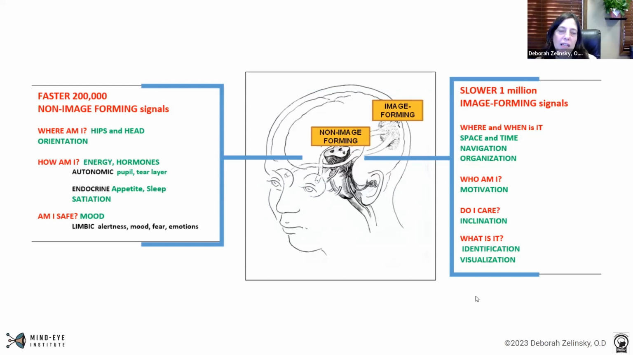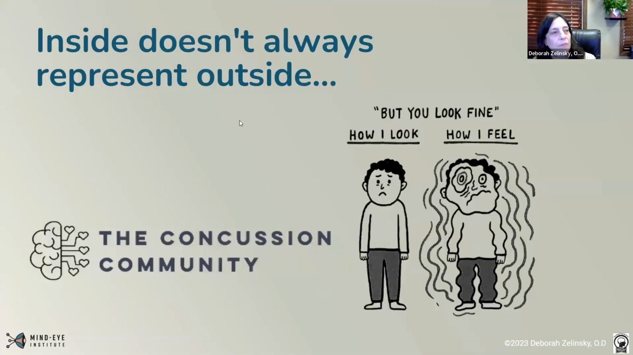So when you start thinking of eye exams to just be seeing, can you see? That's not enough in a stroke patient, because the can you see is this, what is it? And as I said earlier, it's the slowest pathway because it doesn't happen until all the other pathways are in place. So the internal system doesn't always represent what's on the outside.